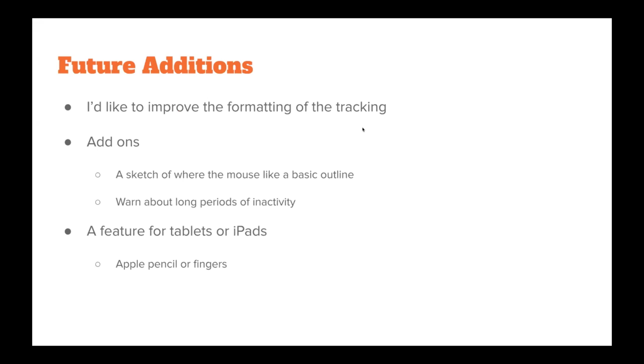In add-ons, I'd like to add a sketch of where the mouse has been, like a basic outline of all the locations that it's been, like one straight line, but it's in like a squiggle. And then I'd also like to warn about long periods of inactivities.